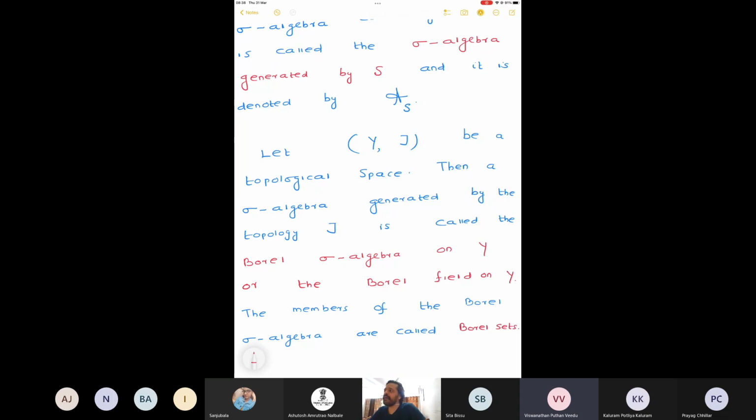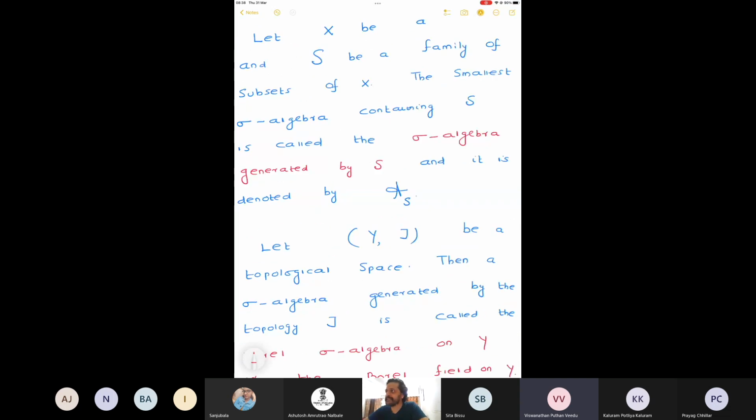Now, if you recall, R is a topological space. You have a topology on R. Given any collection of sets, you can define a smallest sigma algebra containing that collection, called the sigma algebra generated by that collection. You get it by taking the intersection of all sigma algebras containing that collection. The given collection may not be a sigma algebra, but you can consider all sigma algebras containing it and find the intersection. That is called the sigma algebra generated by the given collection of subsets.